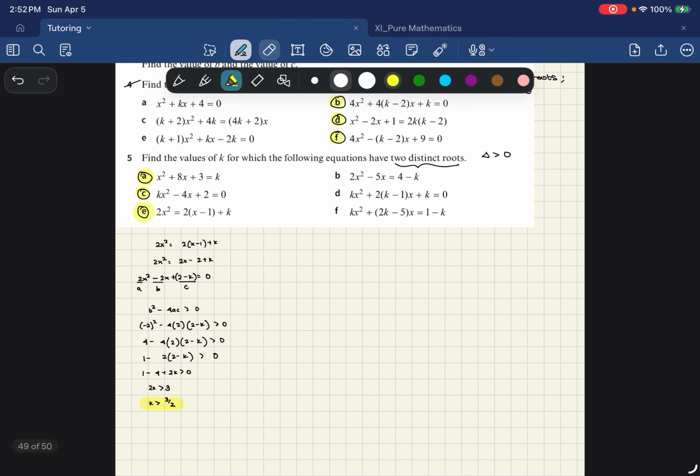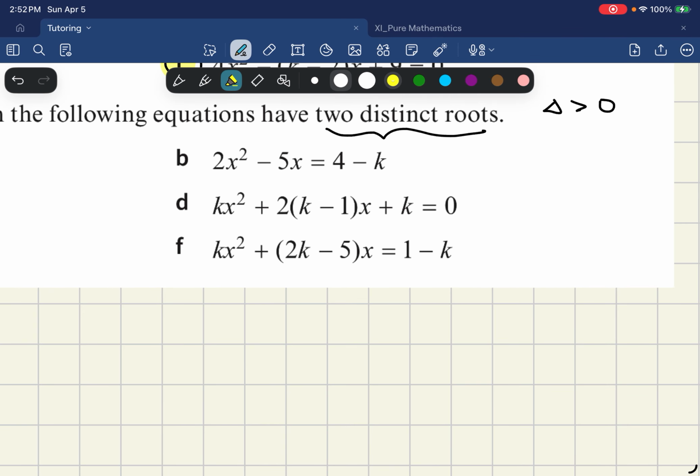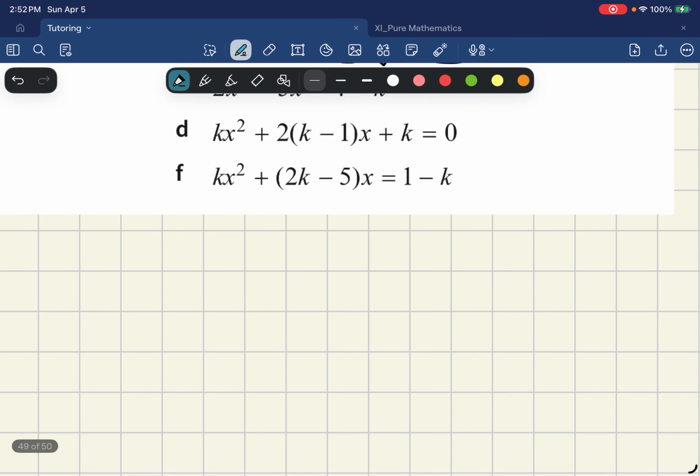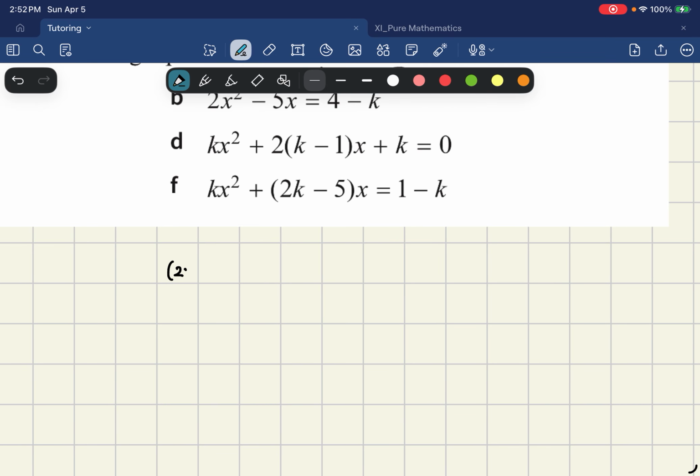So if you think that these were a bit too easy, let me do F as well. And I believe the rest is pretty similar. B looks very similar, and D looks very similar to F. So let me do F as well. 2k minus 5, this is B. Squared minus 4, A is k. And C, okay, so this is not in the standard form. Sorry about that. kx squared plus 2k minus 5x.